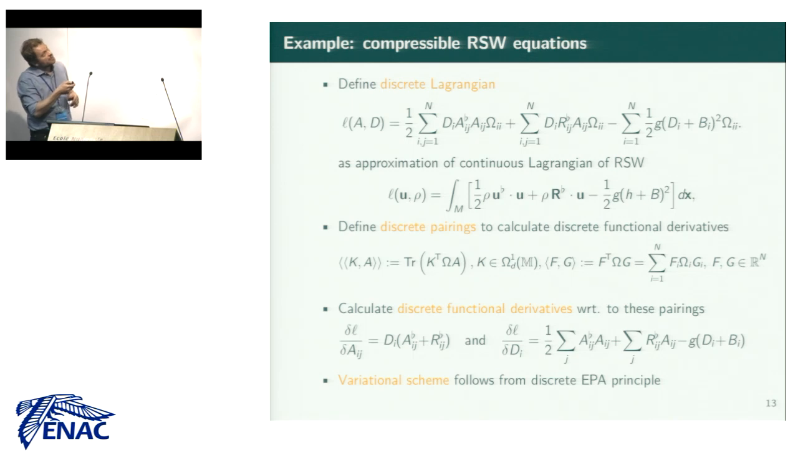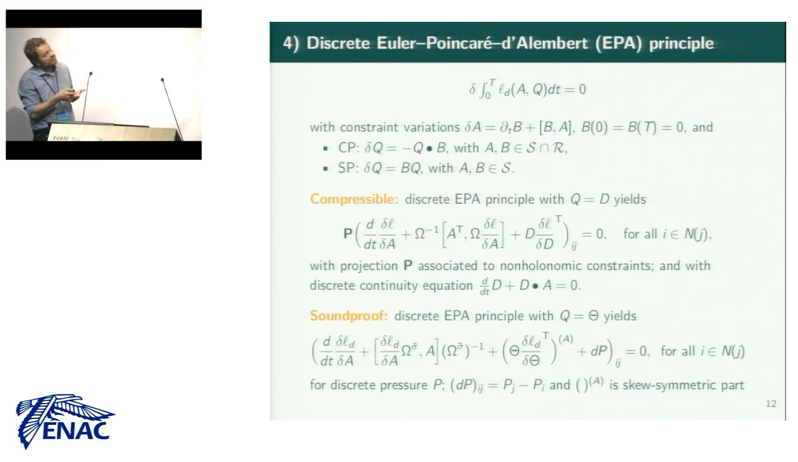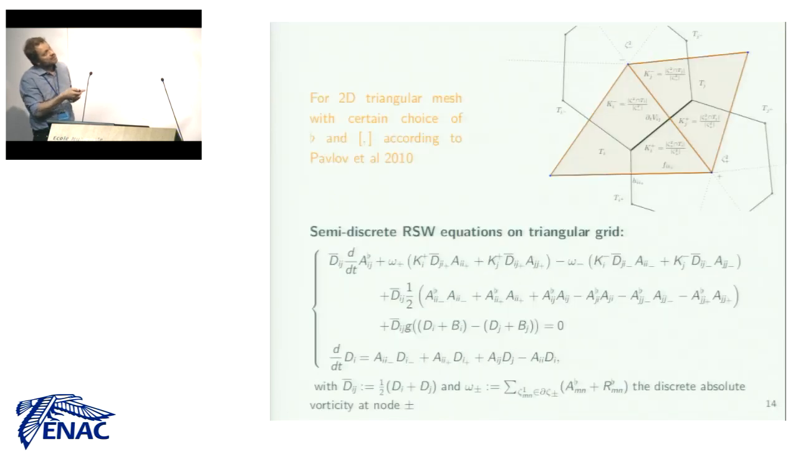I start with a discrete Lagrangian. We have formulated the velocities and D in this form. This is an approximation of the continuous equation like that. You see, here we have the kinetic energy term, here we have the rotation term, here we have the potential energy term. We need discrete pairings. We can define them uniquely, and then we can calculate the discrete functional derivatives. We put these functional derivatives here inside, and we come to a set of equations. So it looks complicated. I just wanted to say that this is the nonlinear part, this is the kinetic energy term, this is the gravitational term, and this is the continuity equation.